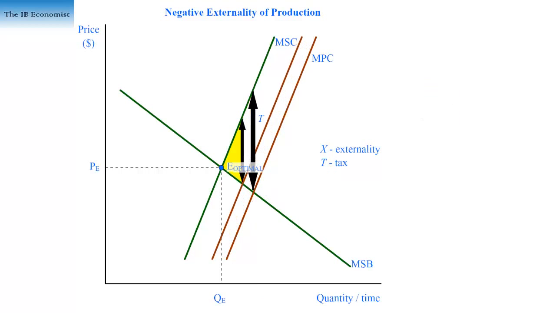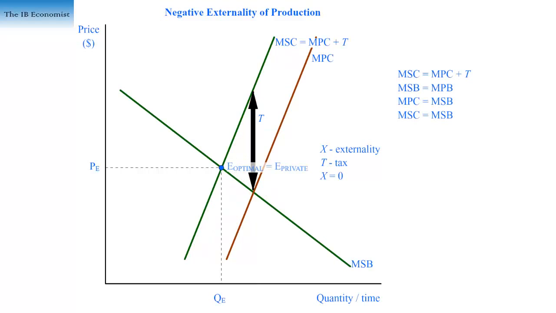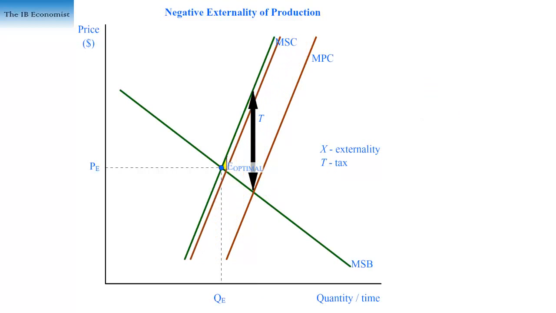Let's have a look. Notice that by putting a tax T, we were able to shift the marginal private cost to become marginal private cost plus the tax, and now it is equal to the marginal social cost. We have essentially moved the private equilibrium to the point where the private equilibrium coincides with the optimal equilibrium. Let's have a look one more time. The yellow triangle is the deadweight loss to society. By putting a tax which is equal to the level of externality, we are going to increase the marginal private cost until it becomes equal to the marginal social cost.